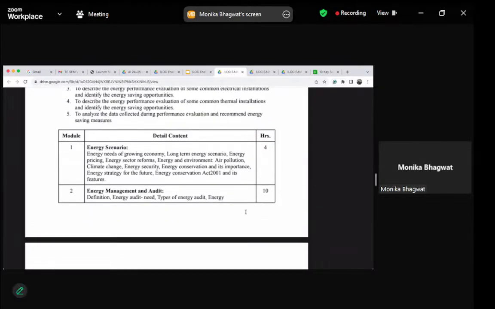That is module 1. The first module is about the energy scenario. In this module, you will learn about the energy needs of the growing economy, then what is meant by energy pricing, energy sector reform, energy conservation, what is the Energy Conservation Act, and all about the present energy scenario.